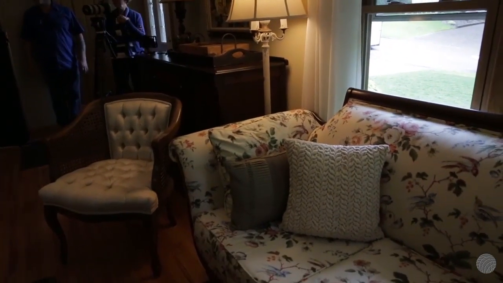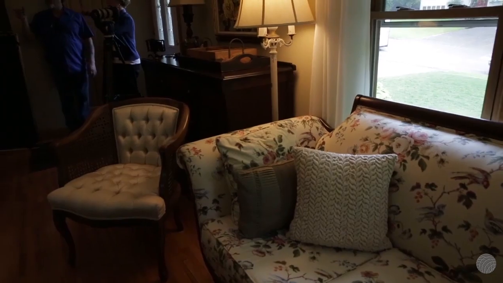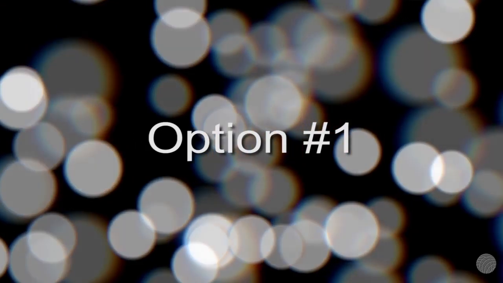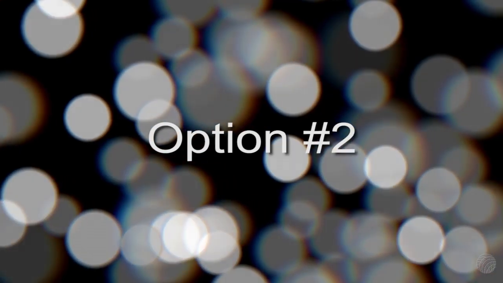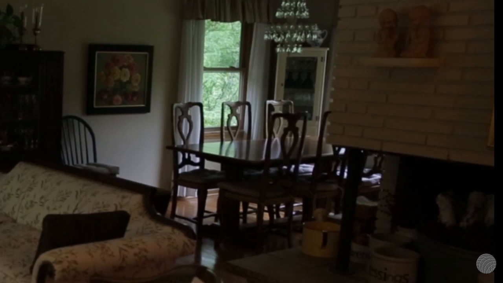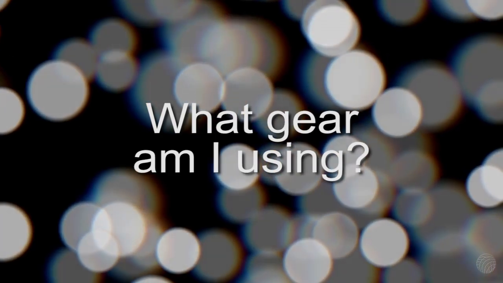So after quickly surveying this room, I'm going to stick to 2 options. The first option I'm going to focus on is over here at the sofa. We'll come back to that. Option 2, I'm going to play over here by the kitchen table. So these are the 2 areas. So let's start with what gear we'll be using.